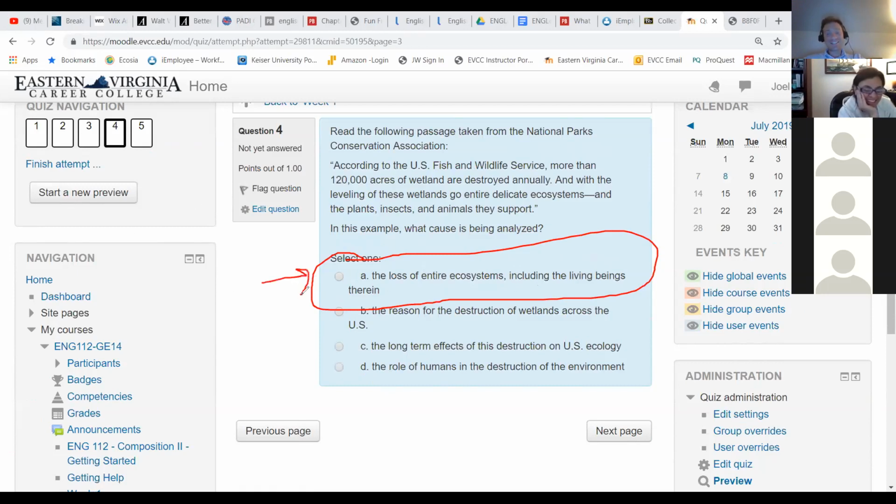So yes, the answer is A. In fact, yeah, because they're trying to determine why this is happening, right? Yeah, this is starting to be developed. It's certainly not the reason for the destruction of wetlands across the U.S.